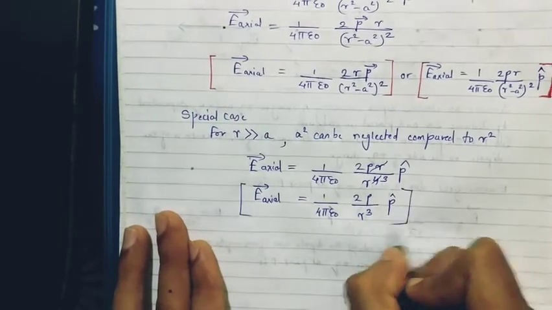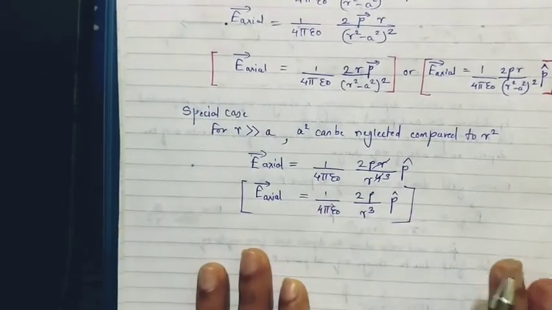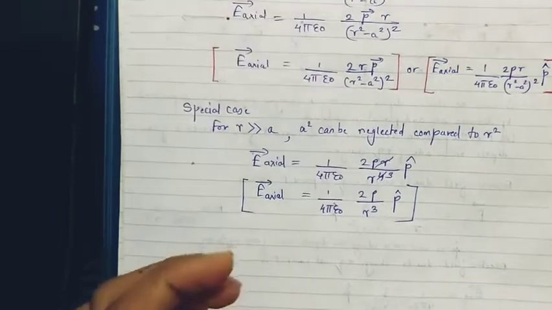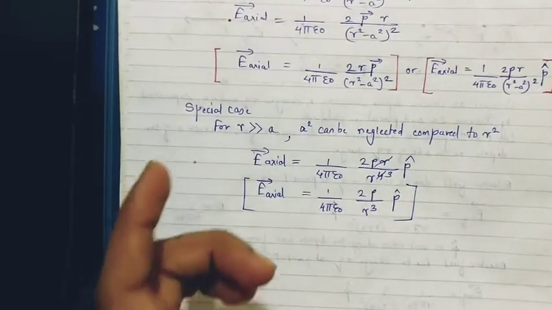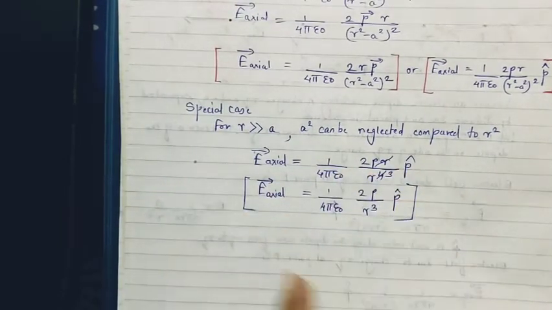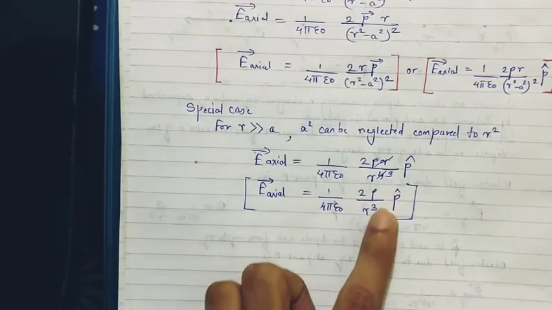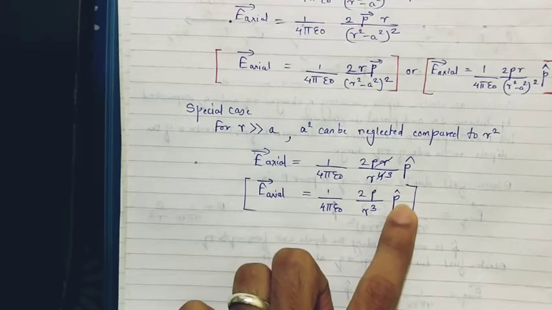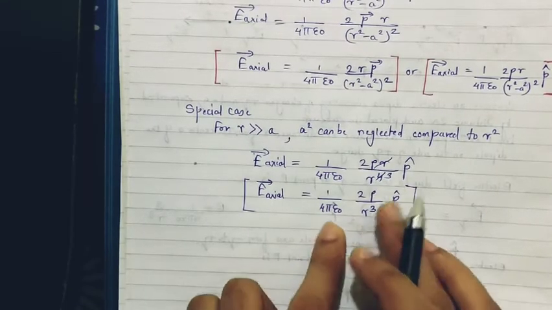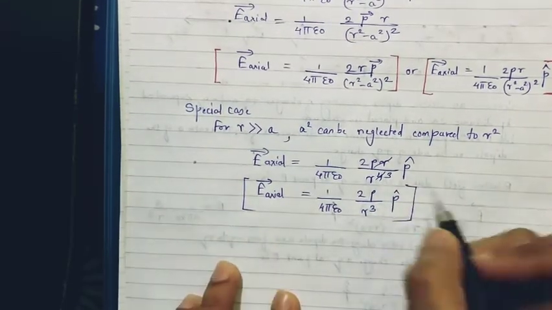This we call is for a short dipole, that is basically a is very small as compared to r. Such a dipole is called a short dipole. So for a short dipole, E axial will be equal to 1 upon 4 pi epsilon naught, 2p upon r cube into p cap. So this is the expression for the electric field at any axial point of a dipole.